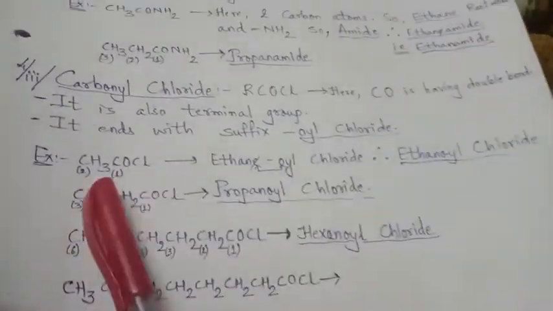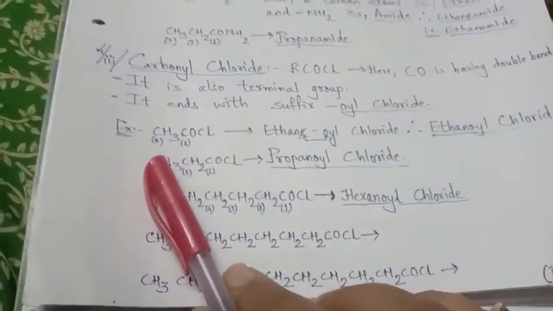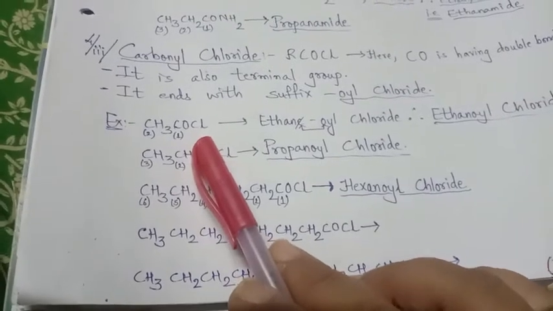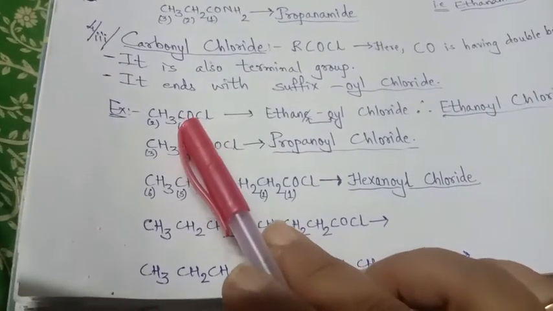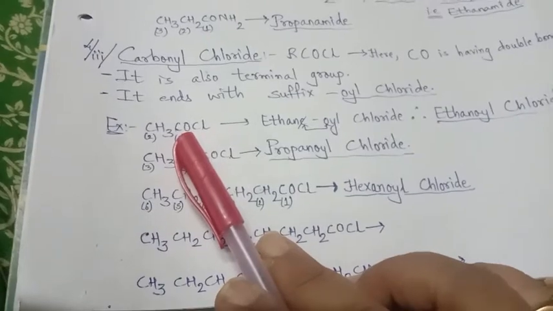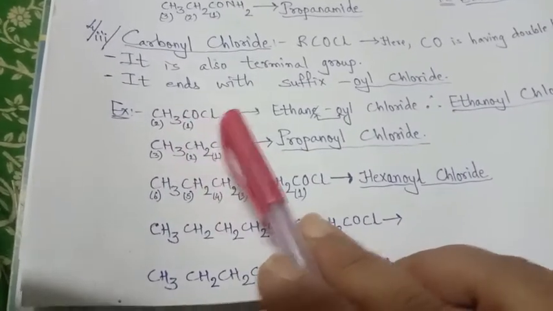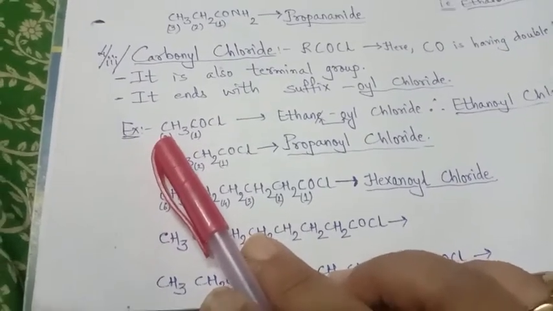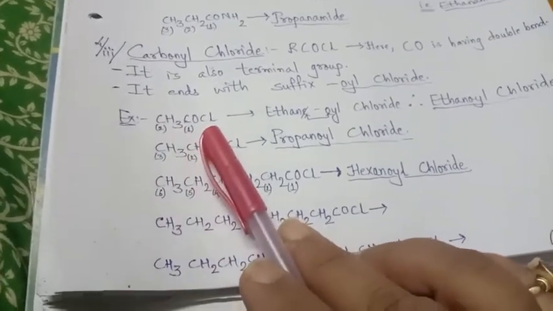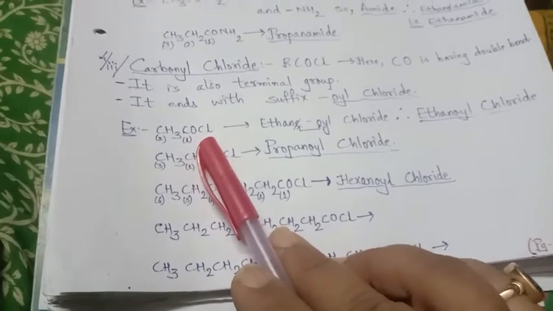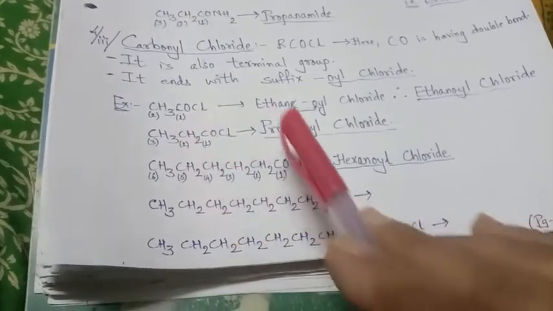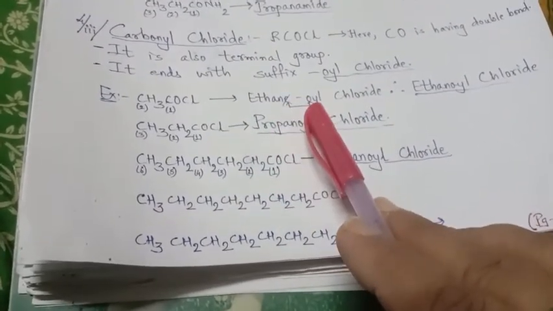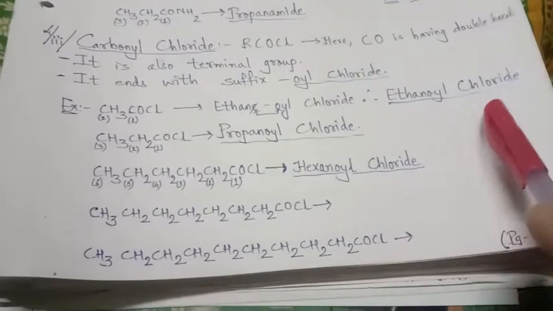Now let us see the example so you will easily understand. CH3COCl. I just told you it is also a terminal group, and the numbering of carbon starts from where the group starts. So C starts from here, COCl. This is the first carbon, 1 and 2 carbons. So ethane is the root word, and here carbonyl chloride, so it will take the suffix oyl chloride. So ethane oyl chloride, O and E are both vowels, E will be skipped, ethanoyl chloride.